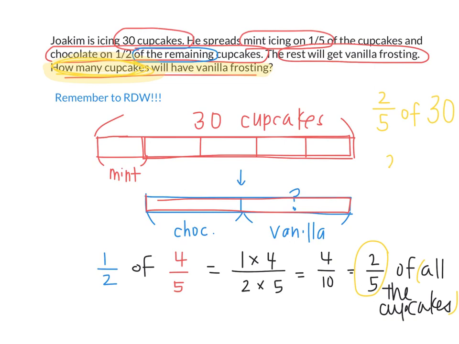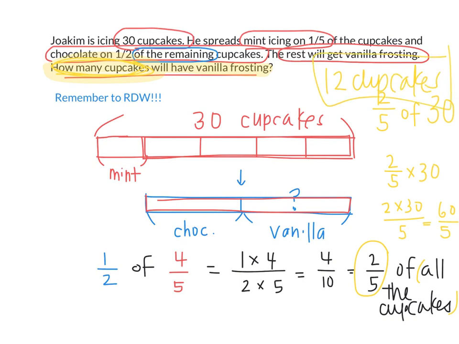Then I know this is the same thing as 2/5 times 30, or 2 times 30 all over 5, or 60 over 5. What's 60 divided by 5? 12. So the answer is 12 cupcakes. Yeah, that would be the complete sentence, but I'm okay if you just write 12 cupcakes too. But if you write 12 cupcakes are vanilla, also perfect.